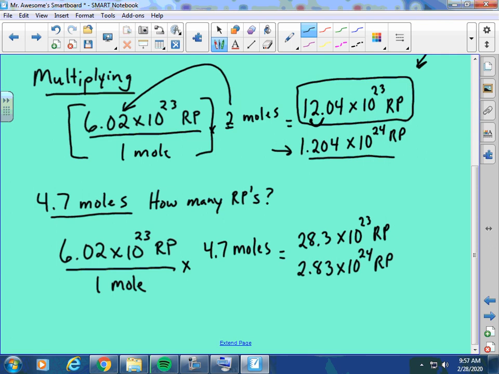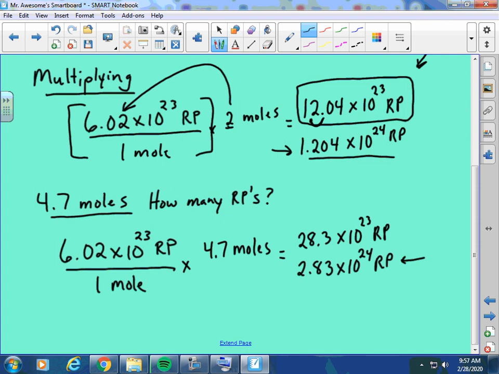Either way, I just want you to be able to recognize this in the case that we have multiple choice, and the answer is listed as that. 6.02 times 10 to the 23rd is always the amount of 1 mole.